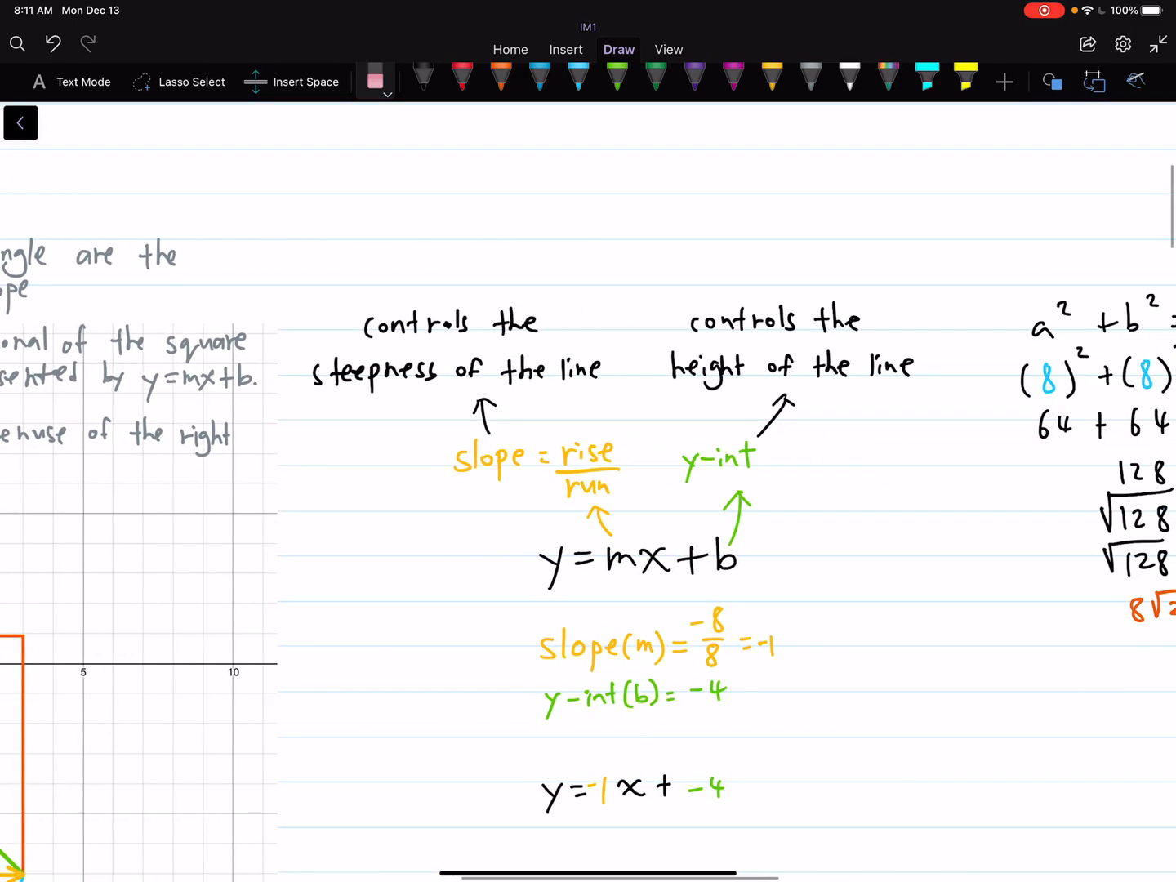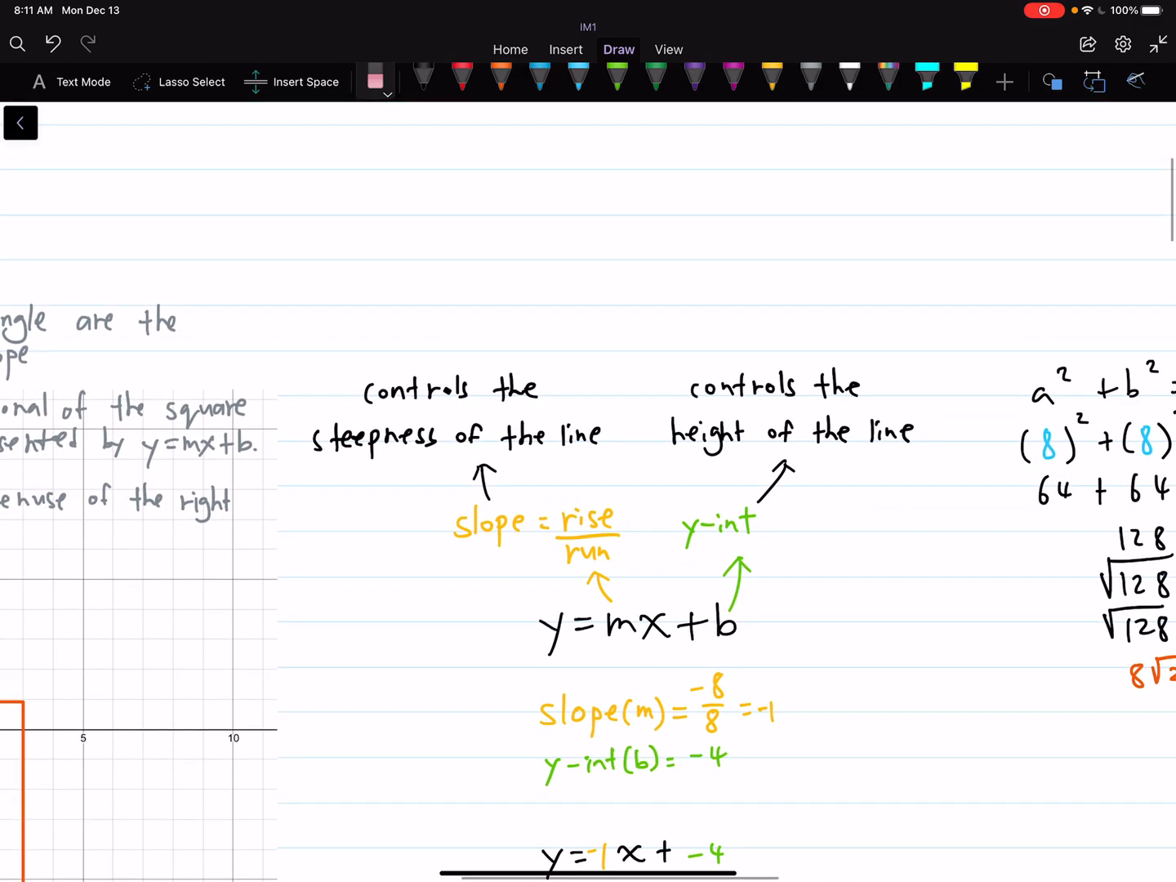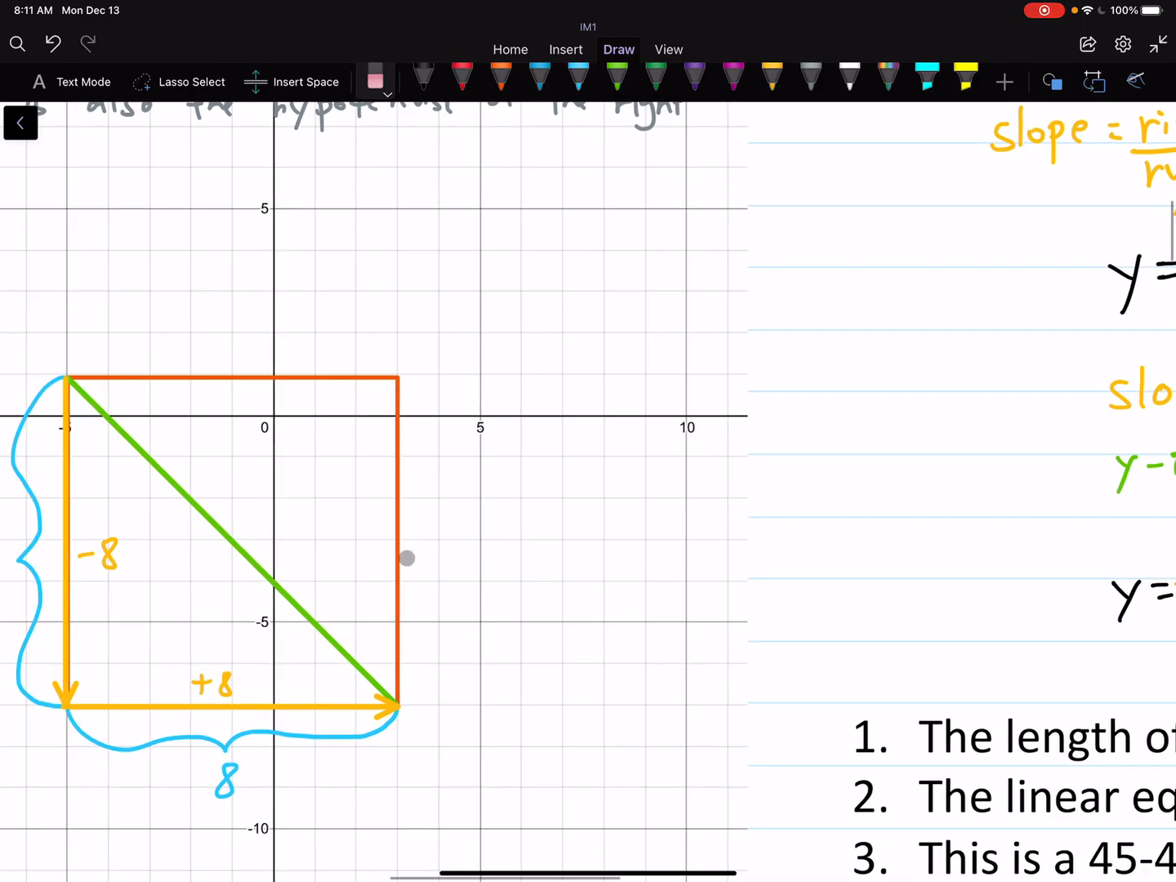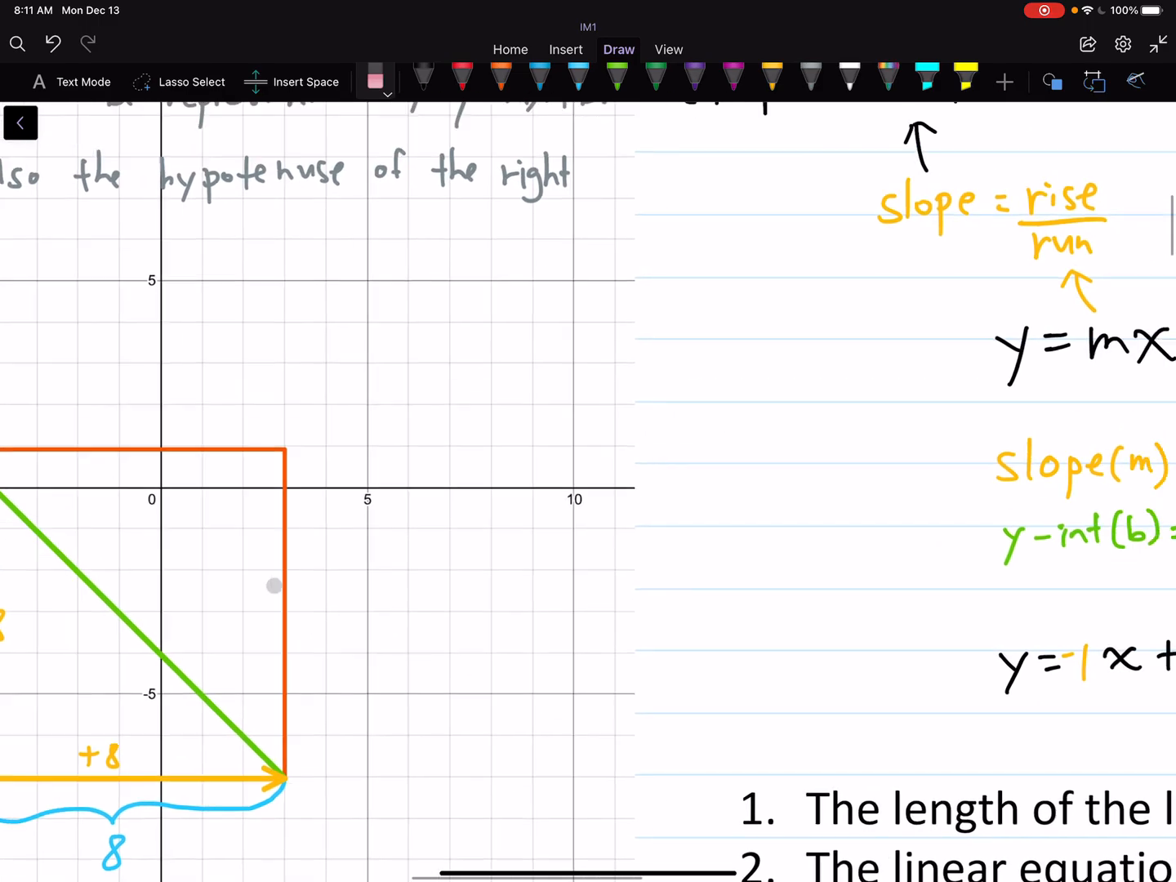Now let's take a look at the y equals mx plus b and how to write that. So as you can see, y equals mx plus b is the slope-intercept form. M represents the slope, rise and run. B represents the y-intercept. Y-intercept is where the line intersects the y-axis. So if you look over here, where the green line intersects the y-axis, which is at -4.